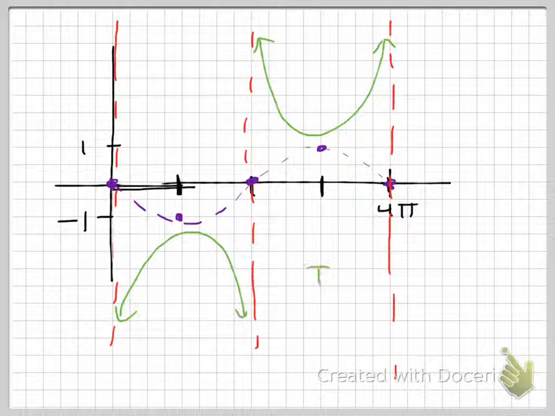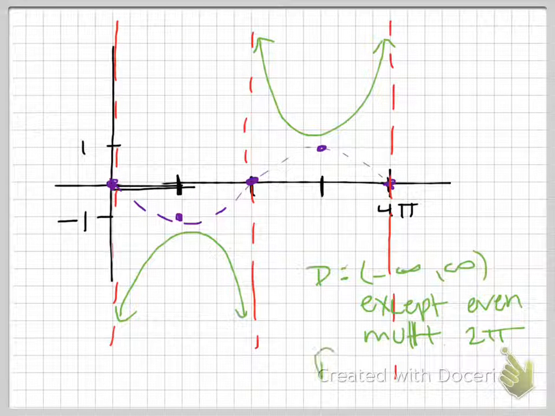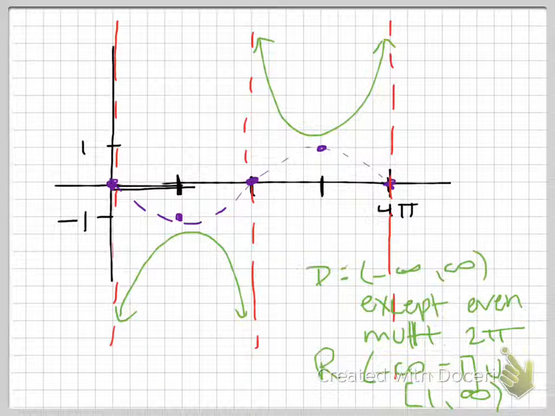So my domain is going to be all reals or negative infinity to infinity, except even multiples of 2 pi. And our range is going to be negative infinity to negative 1, 1 to infinity. Now going back to the domain, you could word it differently. You could say every other multiple of pi, just implying that it's going to be all your even ones.